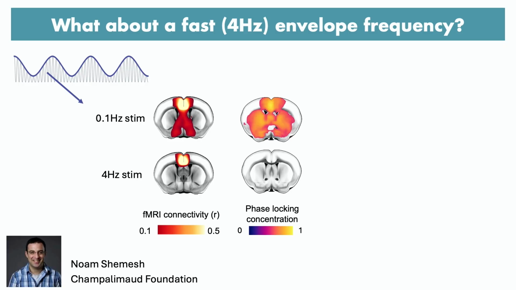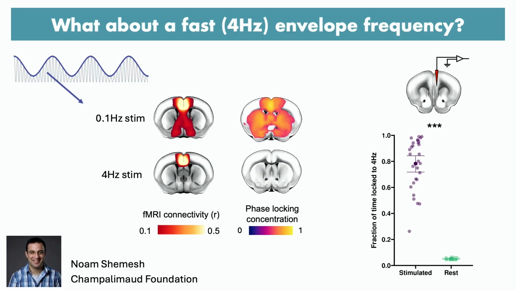And so we teamed up with Noam Shemesh from the Champalimaud. We increased the sampling frequency to 13 hertz, and we found that, no, even if we sample even faster, we still don't get any entrainment with the bold signal to our faster frequency. And just to make sure that this wasn't because we weren't able to induce this frequency, we confirmed again with in vivo electrophysiology that we could actually get entrainment.